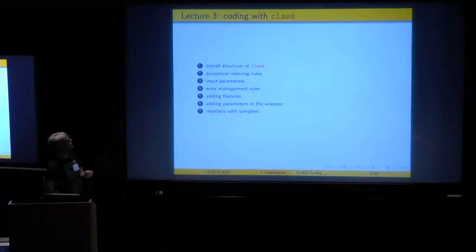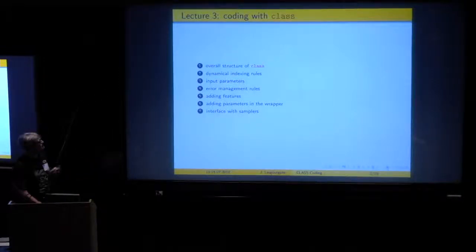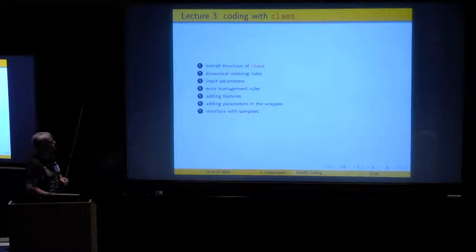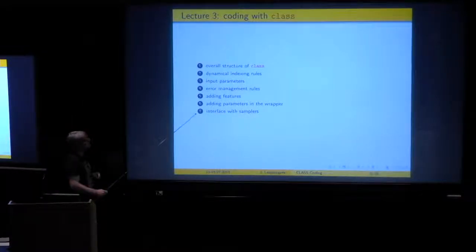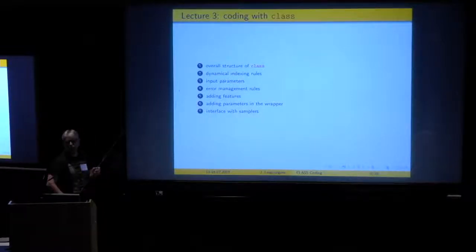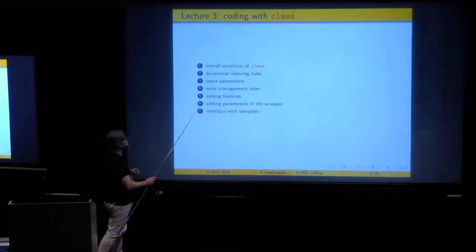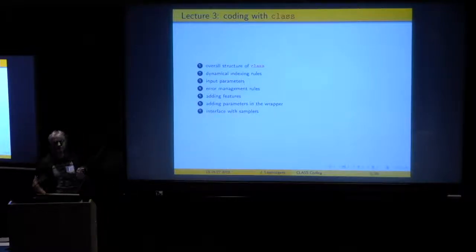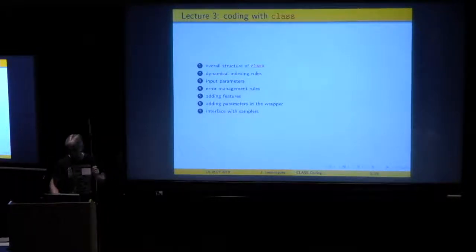In between, I will talk about the way in which input parameters are handled. In 5, I will give just general guidelines on what you should do if you want to add a new feature in the code. And then quickly, we will conclude with a short discussion on what you should do in order to get the Python wrapper updated with the last modifications of the code. And I will talk a little bit about the samplers that you can use with class.